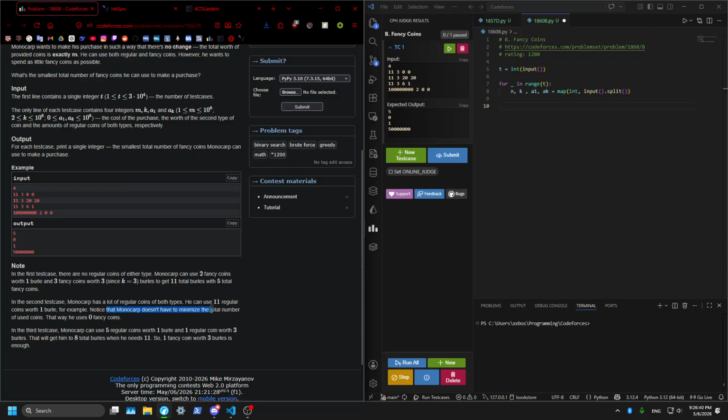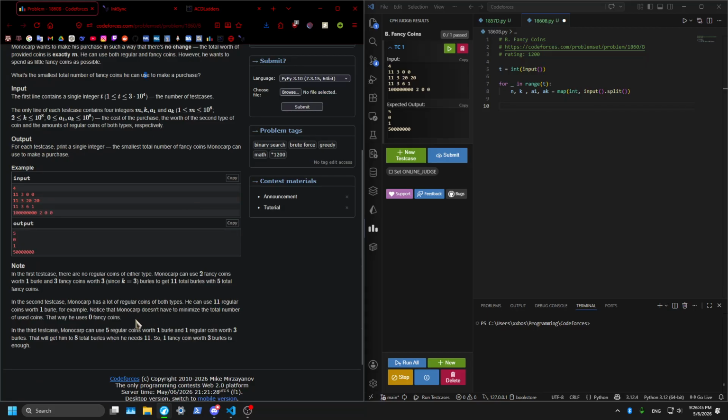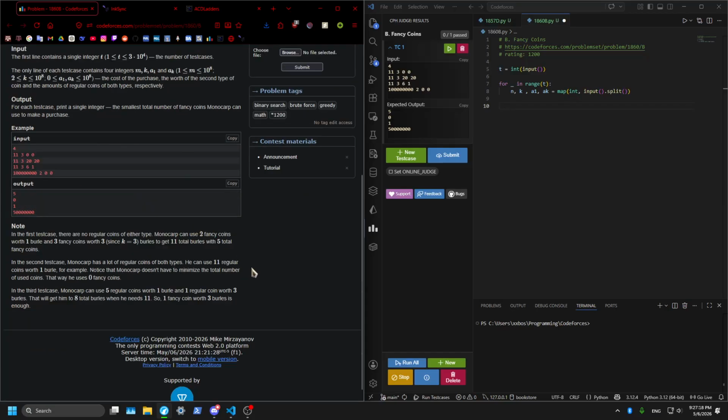Doesn't have to minimize the total. What is the smallest fancy coins? Doesn't have to minimize the total use of coins. That way he uses fancy, 0 fancy. Okay, so oh, so the fancy coins are worth the same amount as the regular coins, but since they're fancy, he doesn't want to use them, right? So he wants to use as little as possible. That makes sense. So these are the regular counts.